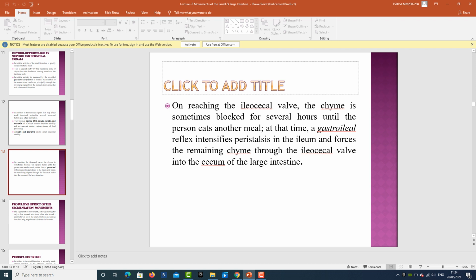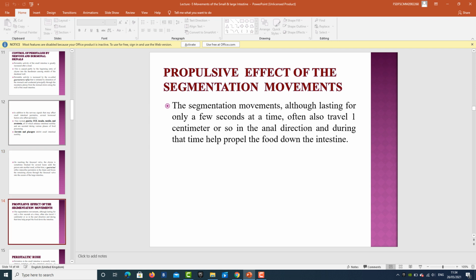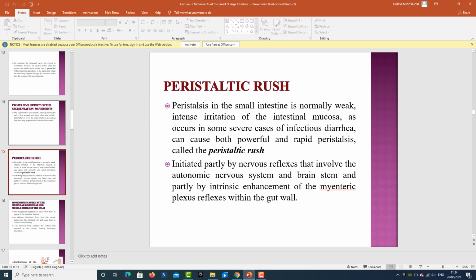So, one important thing to know about is the propulsive effect of the segmentation movements. The segmentation movements, although lasting for only a few seconds, often also travel 1 centimeter or so in the anal direction, and during that time, it helps the propulsion, the moving of the food forward down the gut.